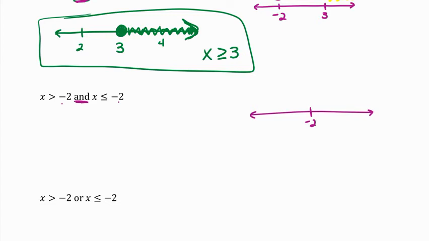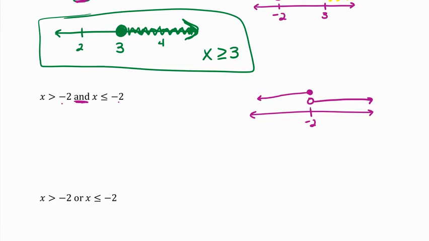The first one says that x is greater than -2. So that would be an open circle and shaded to the right. And the next one says that it's less than or equal to -2. So I'm going to fill that in. That would be a closed circle. And I want to go less than or equal to, right?